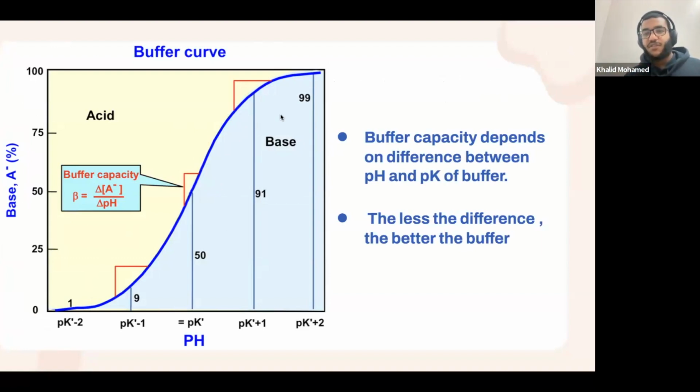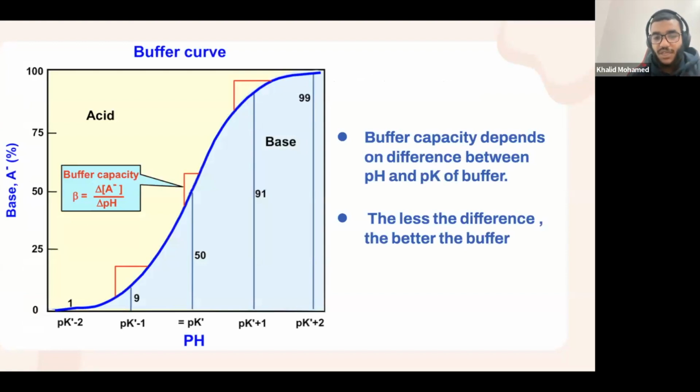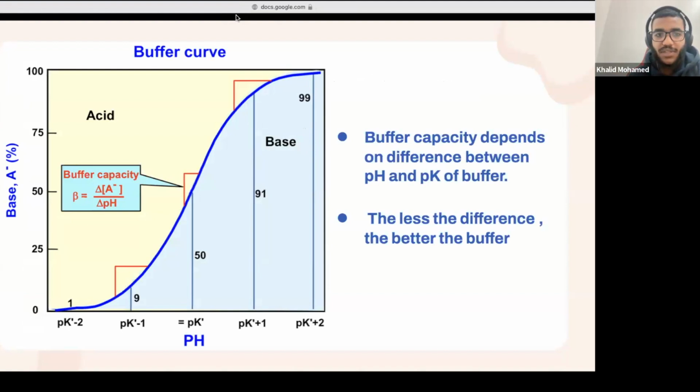So that means that different buffers have different activities in different samples. So for example, the phosphate buffer has a pK of 6.8. So it will work best at a pH near 6.8, and it will not work at a pH of 8.6. So it depends on the pK and the pH, and the greater the difference between pH and pK, the less effective the buffer is, and the less activity it will show. Is that clear, everyone?